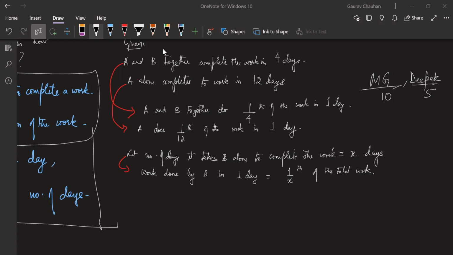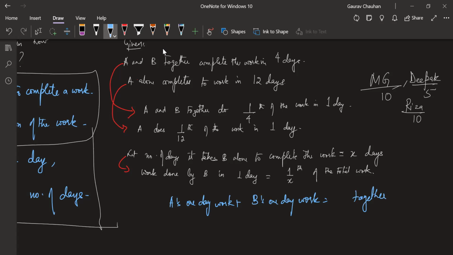Perfect, Riza. I'm going to give you 10 here. Riza, it's absolutely right. But let's put it in a simpler way for everyone. Can I say A's 1 day work plus B's 1 day work is equal to together 1 day work? Is that okay? Is this clear? Riza, is this making sense?